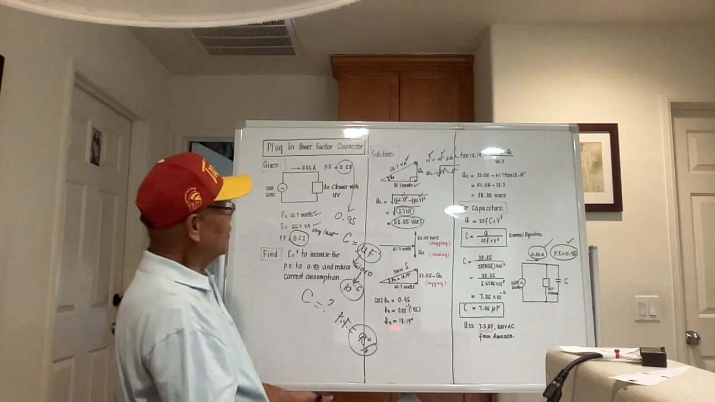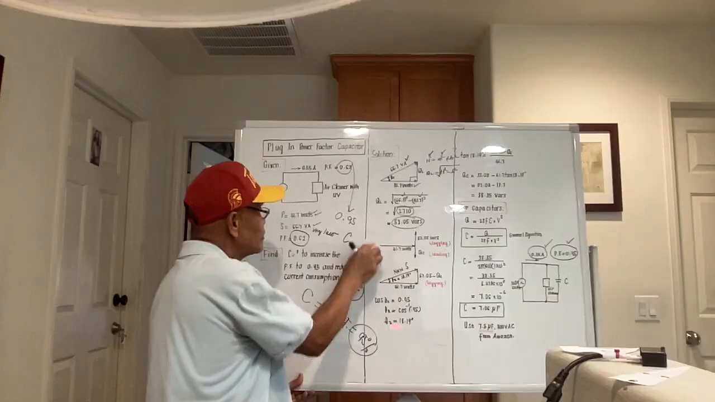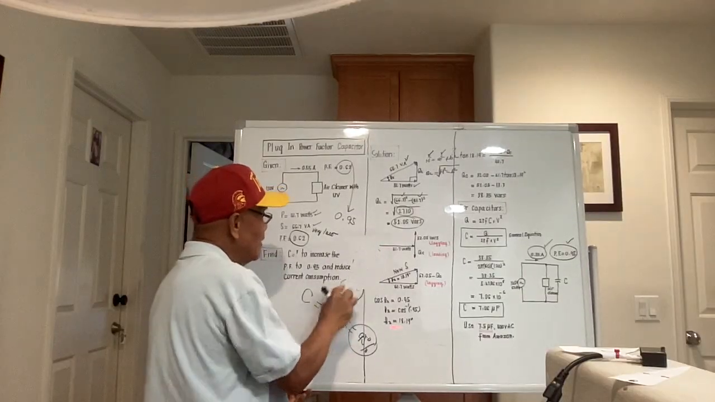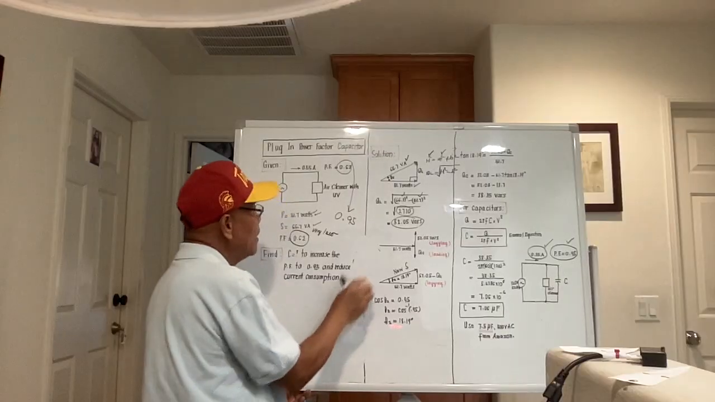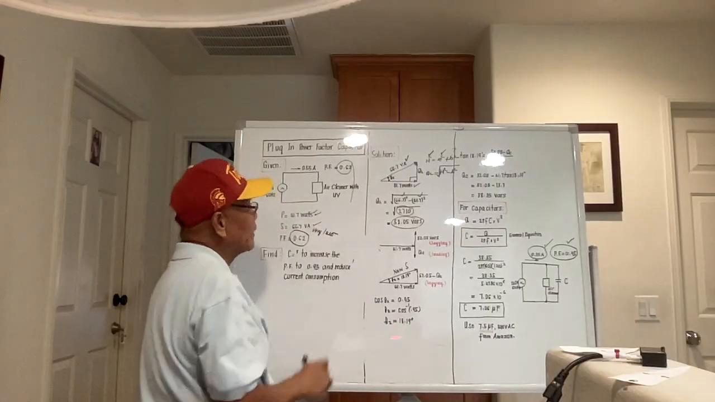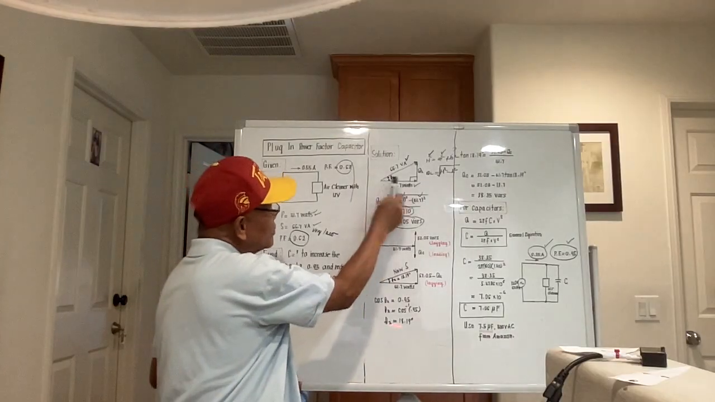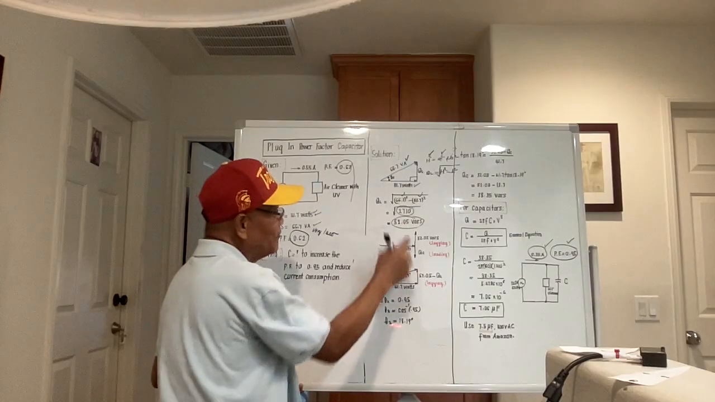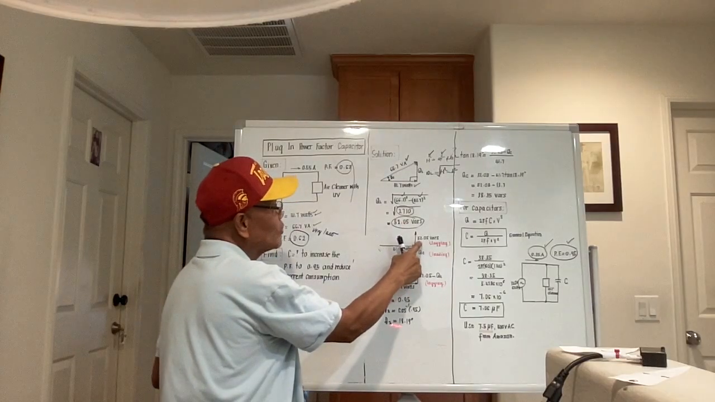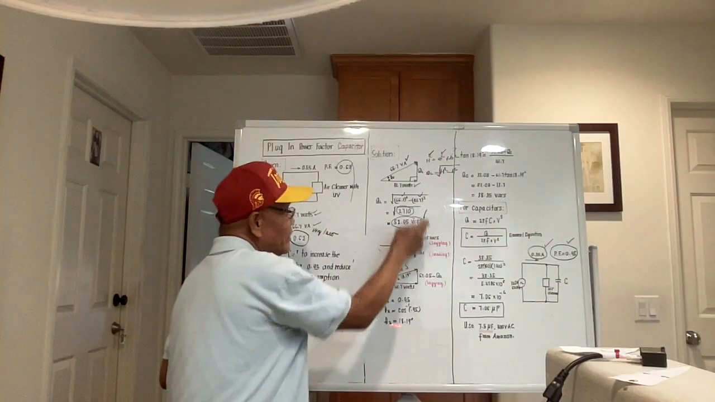Okay? Let's try to draw the resulting triangle now. I will try to raise this one. Okay. I will reload this one, 41.7 watts. The reactive power of the motor is 52.05 vars. It is this. This is upward.